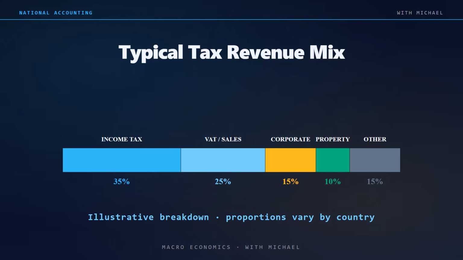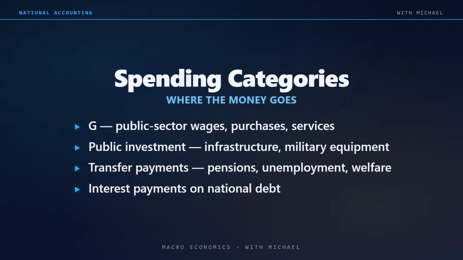Government consumption, G: wages of public employees, purchases of goods and services for public administration, schools, healthcare. Government investment: building roads, bridges, military equipment. Transfer payments: pensions, unemployment benefits, welfare programs. And interest payments on the national debt.